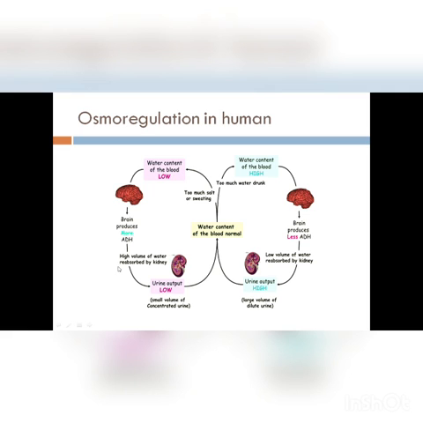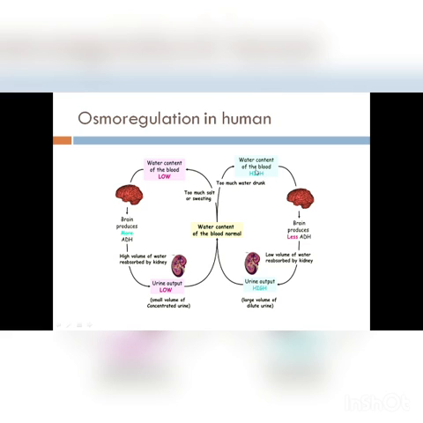Osmoregulation in humans. The brain is our control center. All of the secretions, all of the hormones are under the control of the brain. So whenever the water content in the blood is low, cells of the brain become active and produce a hormone known as ADH, antidiuretic hormone. This hormone gives a message to the kidney that a high volume of water should be reabsorbed because there is low water content in the blood, so urine output would be low.